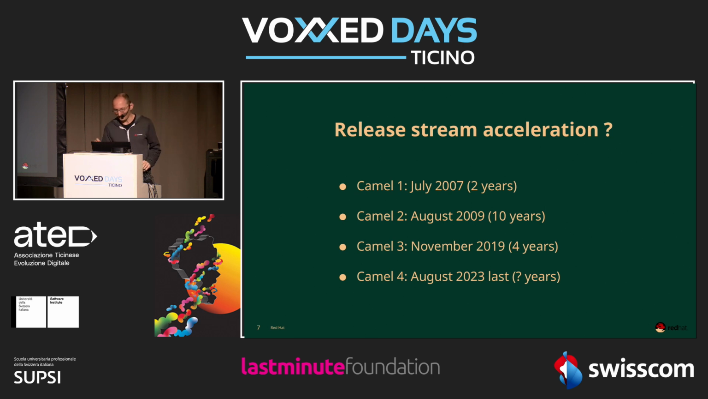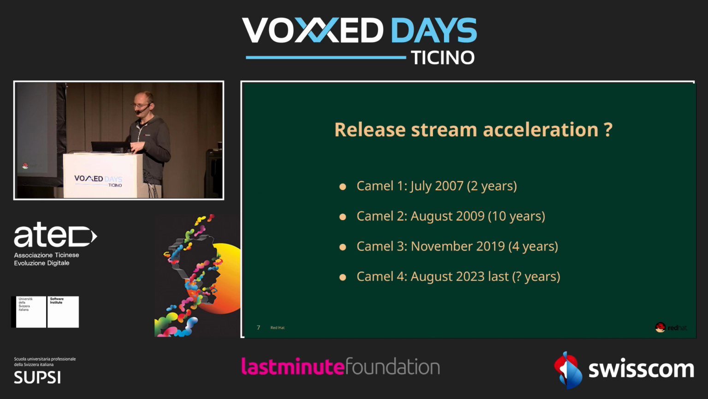So there is this story around in conferences, this feeling of release stream acceleration. Let's take the numbers: we have Camel 2, which lasted for 10 years, then Camel 3 lasted for 4 years, and then Camel 4 is now out, and people are thinking that it will last only 1 year, or we don't know. So first, is it true? We need to notice that there is an exception. For instance, Camel 1 lasted only 2 years. So this is not very regular.